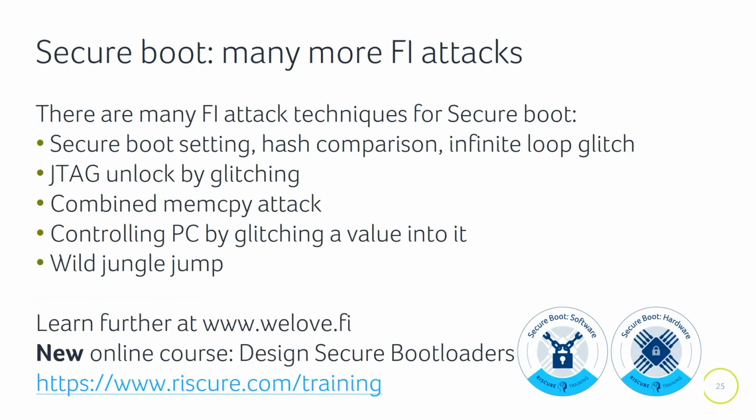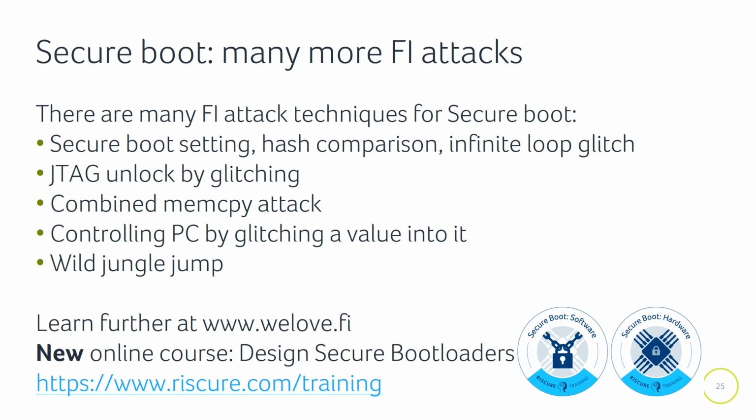But this is not all. There are many more FI attacks. For secure boot attacks with FI, we have a lot. We have seen the secure boot setting, the hash comparison, or the infinite loop glitch. But you can also, for example, unlock the debug interfaces such as JTAG by glitching. And then we don't care that much about secure boot. We might hijack the code execution flow directly by replacing the code in the CPU.